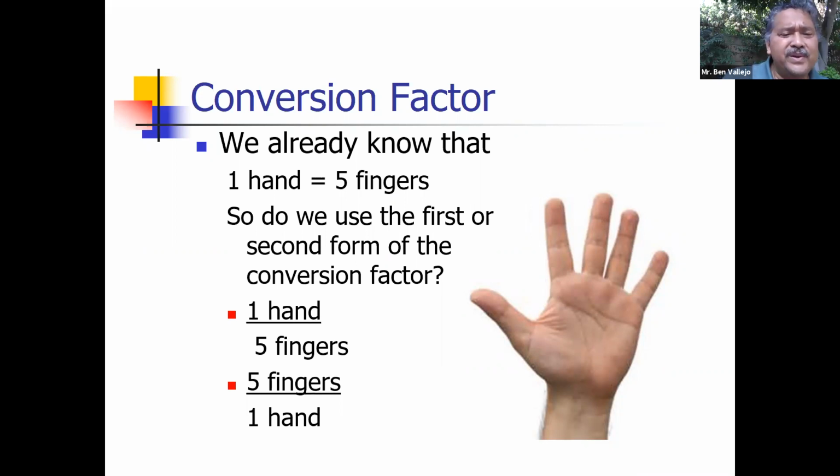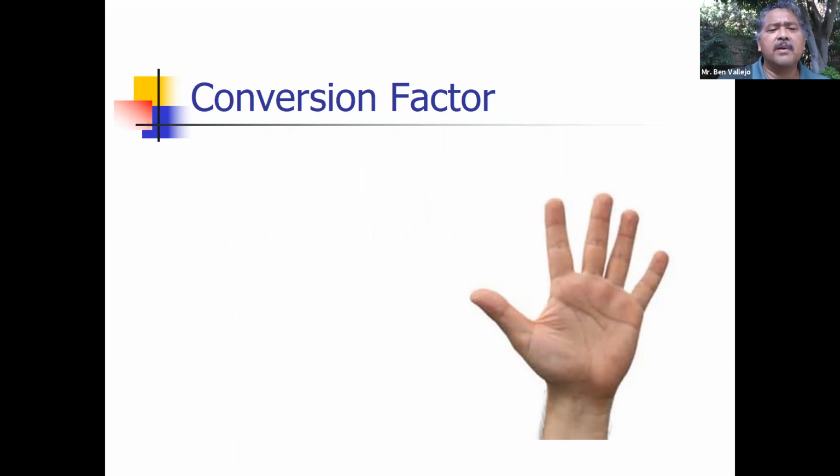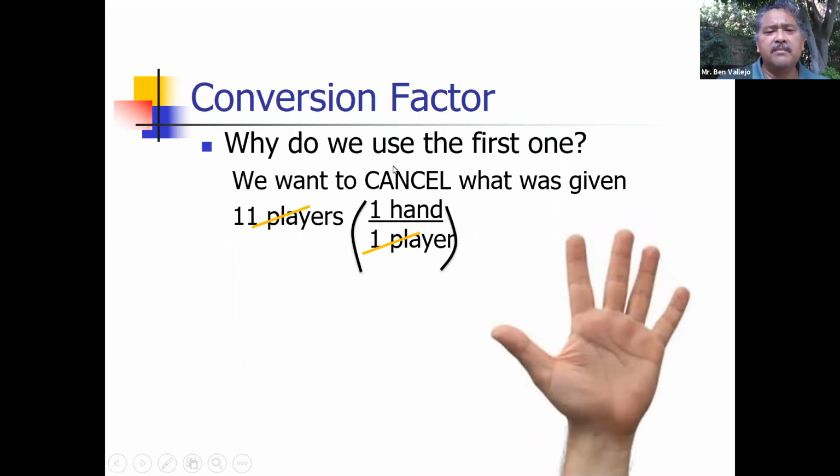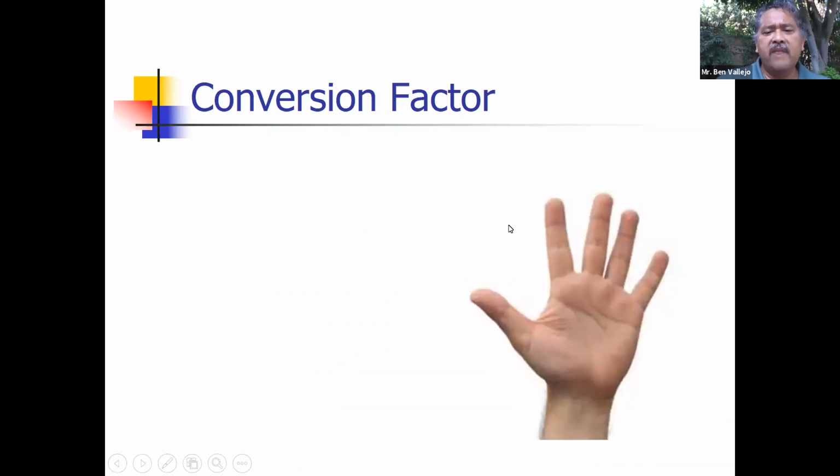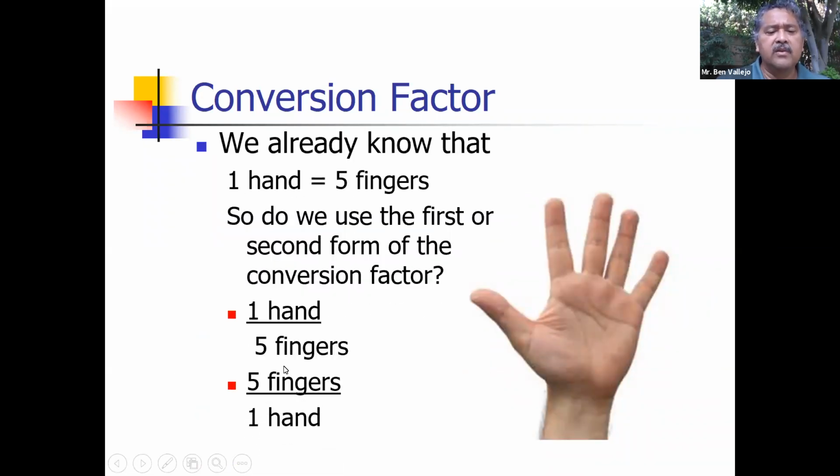One hand over 5 fingers or 5 fingers over one hand. Which one do I use? And hopefully you know that you're going to use this one. Well, why are we going to use that one? We're going to use that one because we need to cancel out the units that we have. Going back, remember that we ended up with hand because the players canceled out. So because we have hand on the top here, the next conversion factor, we're going to want to have hands on the bottom. So here's the hands on the bottom.